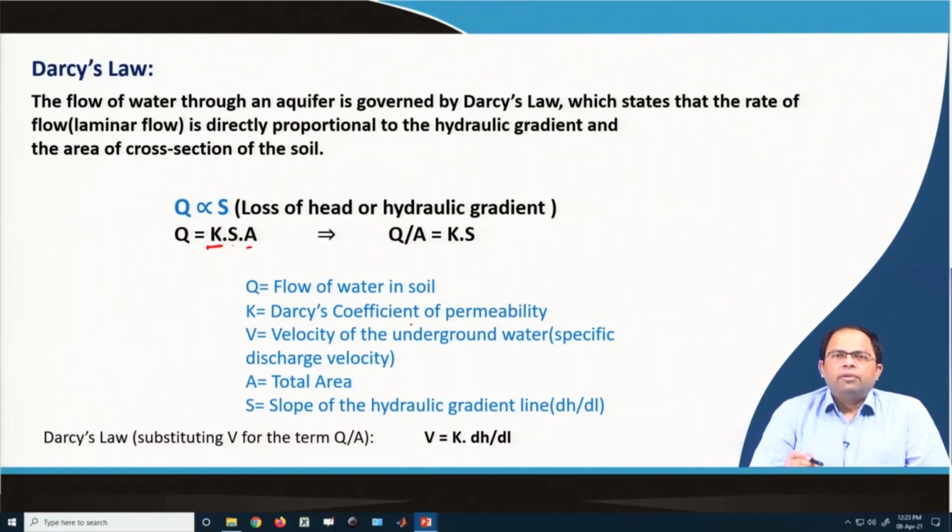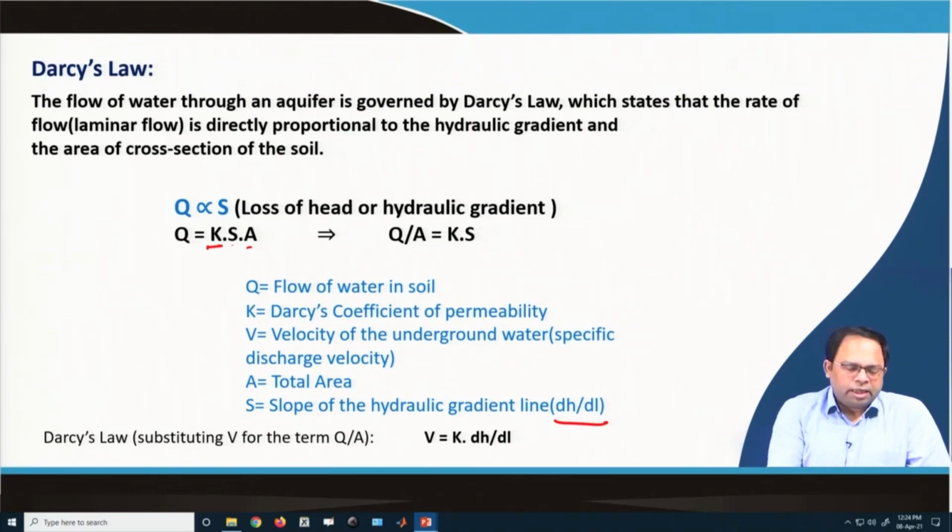of permeability, V is the velocity of the underground water, and this velocity is basically the specific discharge velocity. That means the velocity at which the water is coming out of that particular well, and A is the total area, and S is the slope of the hydraulic gradient line, which is given by dH by dL. So, when we know the slope of the hydraulic gradient line and the total area, we can determine, based on the permeability of the surrounding soil, the amount of yield from a particular well that we dig in a particular soil.